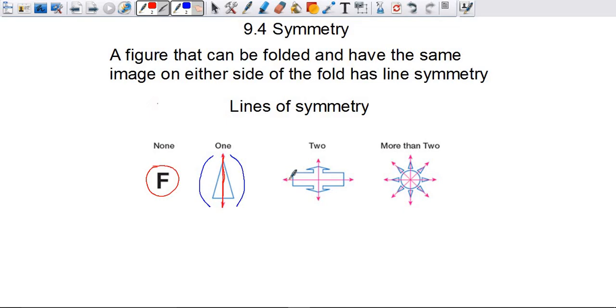And then a figure like this would have two, where you could draw one going left and right and one going up and down. Both of those would cut it in half. And then when you fold it over, it'd be the same. And then, of course, this one you have multiple lines of symmetry. They showed you 4 of them there, just like so. All right?